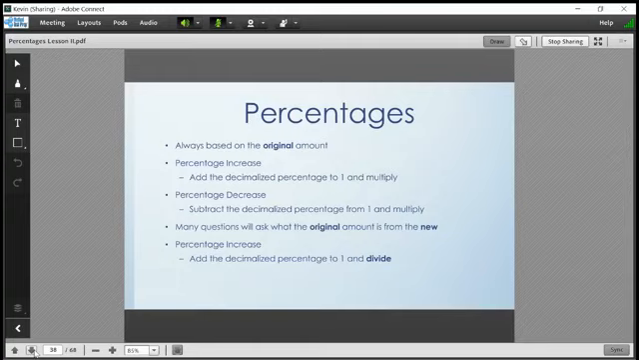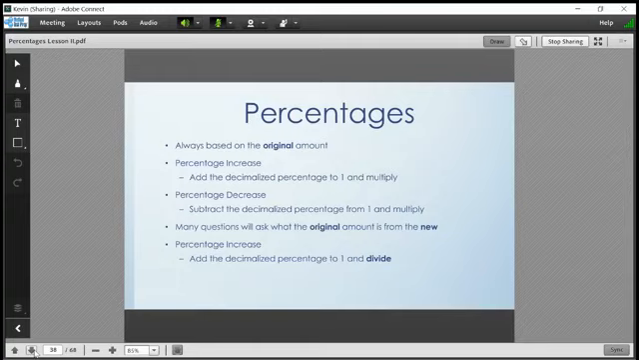Unfortunately, you have a lot of questions on the SAT that do things backwards. They're going to guess what the original one is based on the new amount. A lot of students will take these numbers and just start multiplying because they think of percentages, when really what they've got to do is divide.